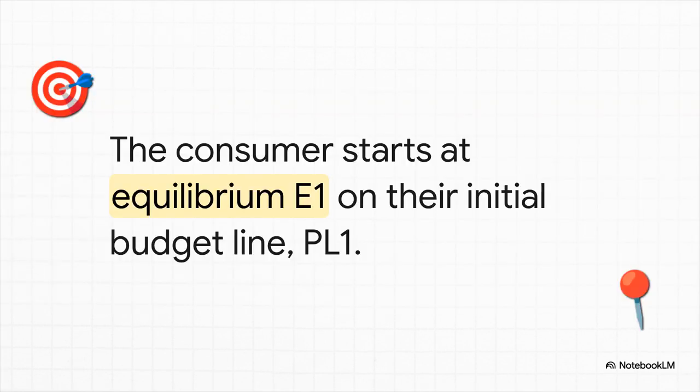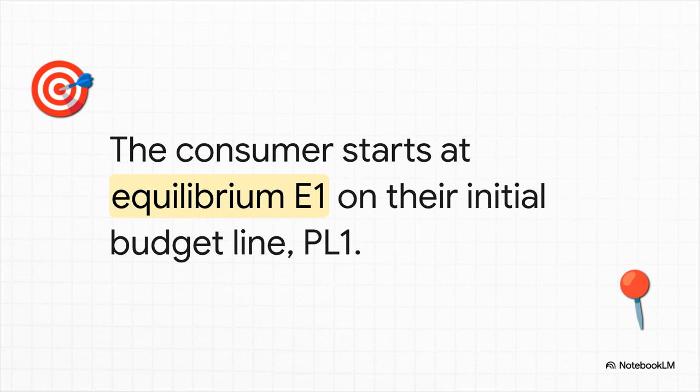Okay, so here's our starting point. We have a consumer, and they're at their initial happy place, this equilibrium point, E1. They're on their original budget line, PL1, and they're consuming a certain amount of this good, which we'll call X1.